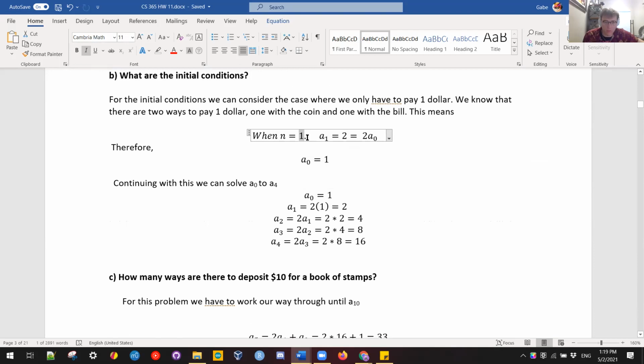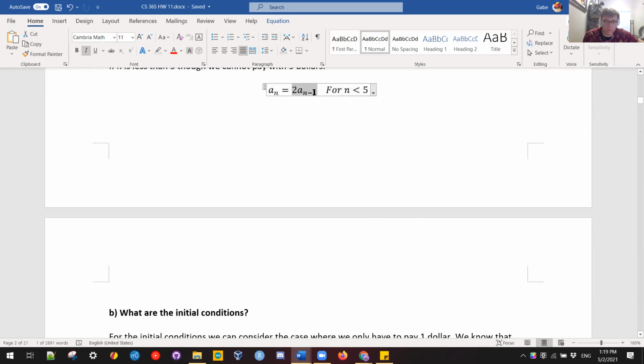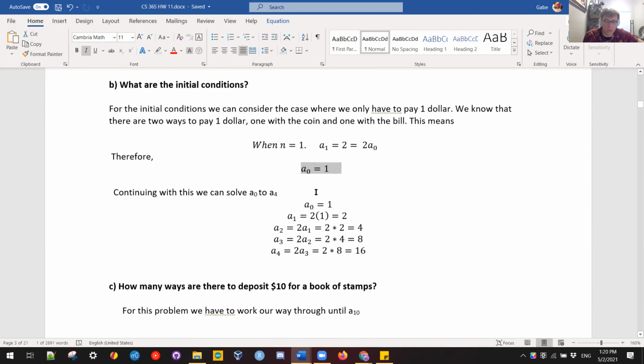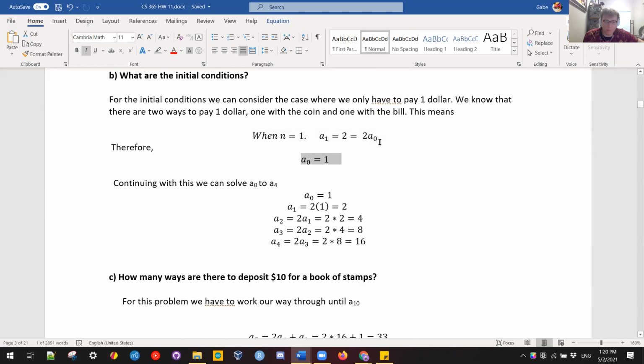There's 2 ways to pay. You could pay with either the bill or the coin. And so we could use this equation, 2 to the a_{n-1} and a_1. So this is going to be 1, because $1 equals a_1, and a_0 then has to be 1. We go 2 times 1 is 2, but that's the only way we can solve it. And we know that a_1 is going to be 2 because there's 2 ways to pay.